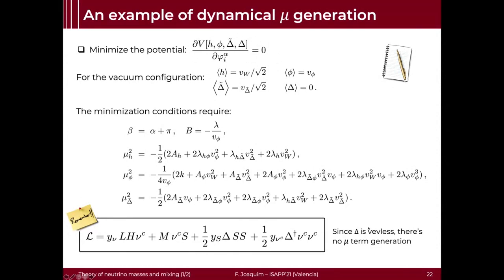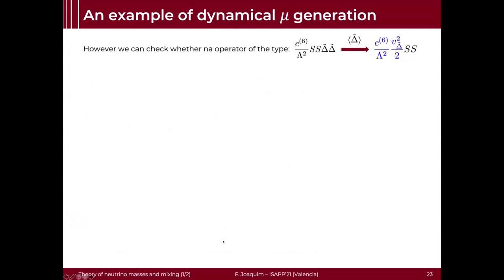Okay, so you see, since delta is VEVless, there is no mu term generation anywhere, okay? Because this does not acquire a VEV. However, we can see if this term is generated at higher orders, okay? So for instance, is there any dimension 6 operator of this kind, S delta tilde, in such a way that when delta tilde acquires a VEV, this is actually a mass term which is suppressed somehow also by some scale lambda.